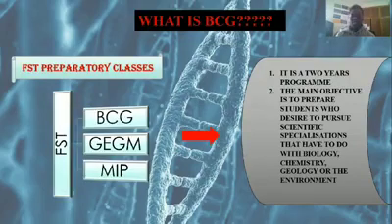And it's one of the preparatory classes that is offered by most of the FSTs here in Morocco, as you can see from my left-hand side of the screen. And it is a 2 years program. And the main objective of this program is simply to prepare students who desire to pursue scientific specialization that have to do with biology, chemistry, geology, or the environment.